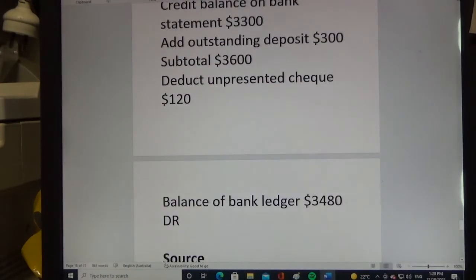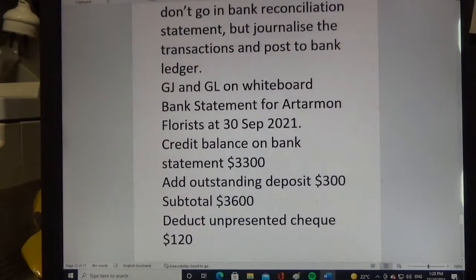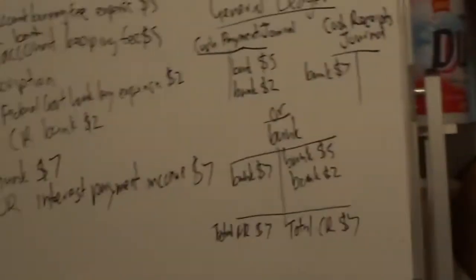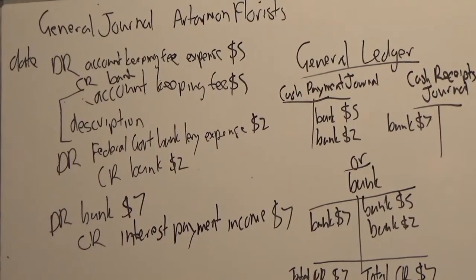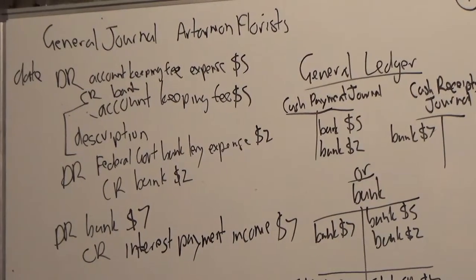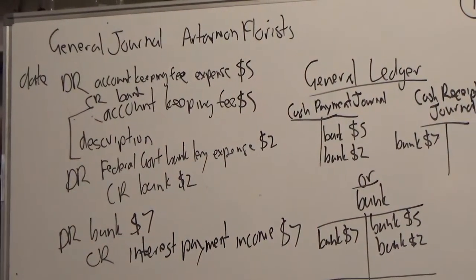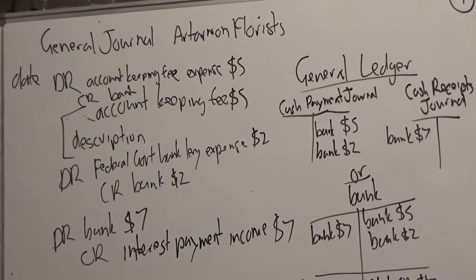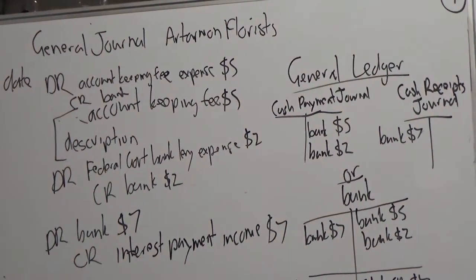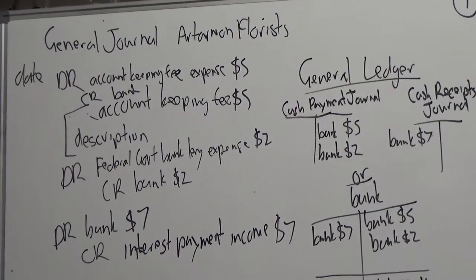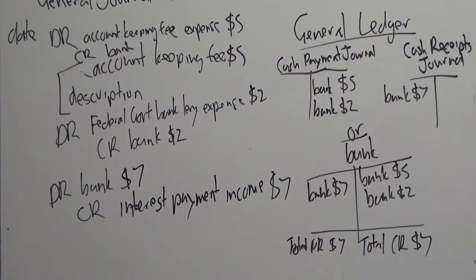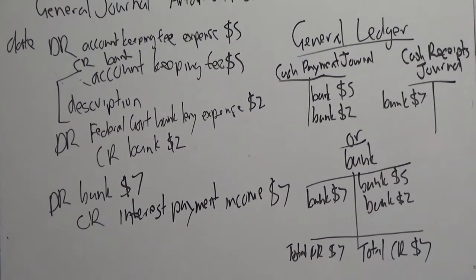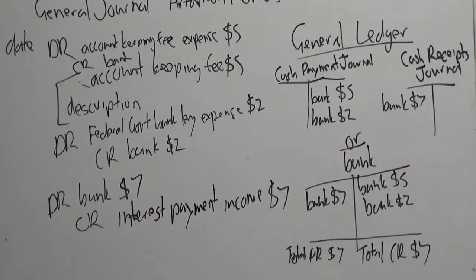I'll get to the whiteboard pretty soon, I may as well do that now before I forget. Those journal entries would be debit account keeping fee expense, a type of expense, and credit bank, because we've got to pay for that fee. Describe it, account keeping fees, and put a date. I didn't put a date, but you should put a date and a description. The second journal entry is debit federal government bank levy expense, $2, credit bank, $2.